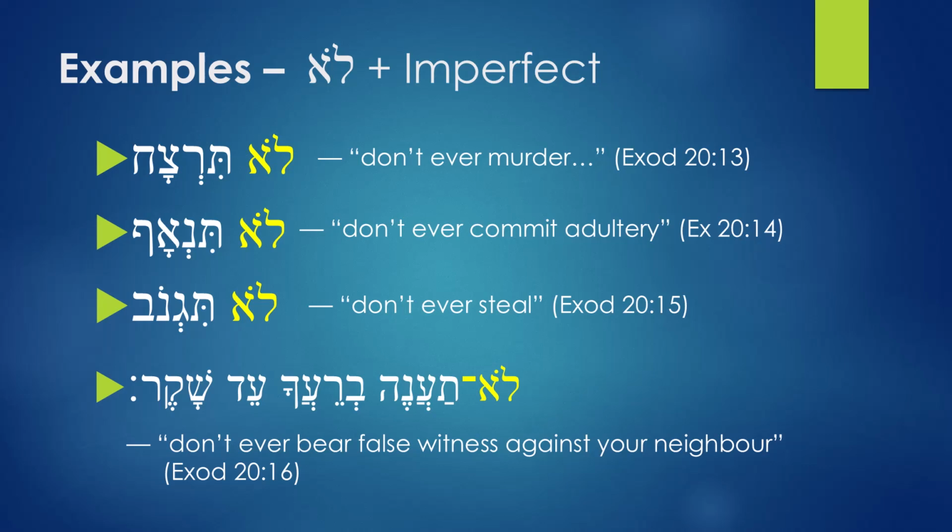These aren't commands for a moment, they are commands for all time. And when you have lo with imperfect, what it's telling you is that the action that is being prohibited should never happen ever. So here you have lo titzach, which means don't ever murder. English just shows don't murder, do not murder. But in Hebrew, the prohibition is not situational. It's permanent. Don't ever murder.